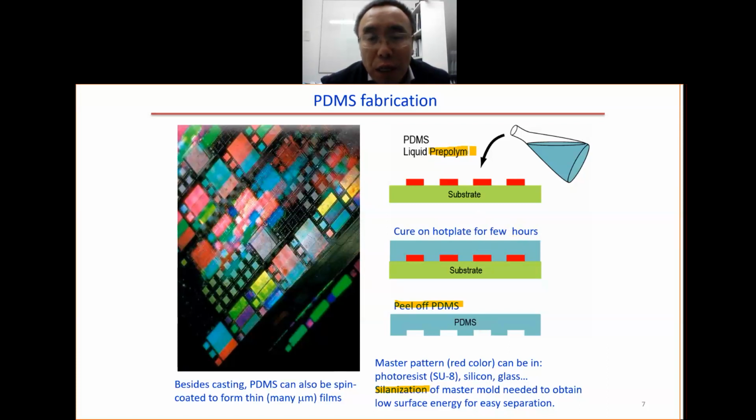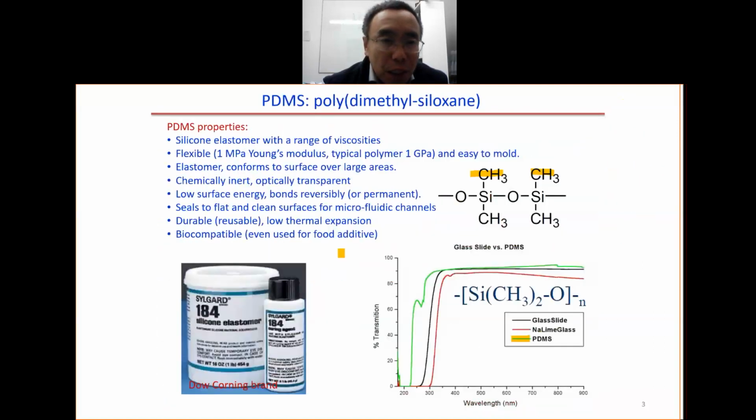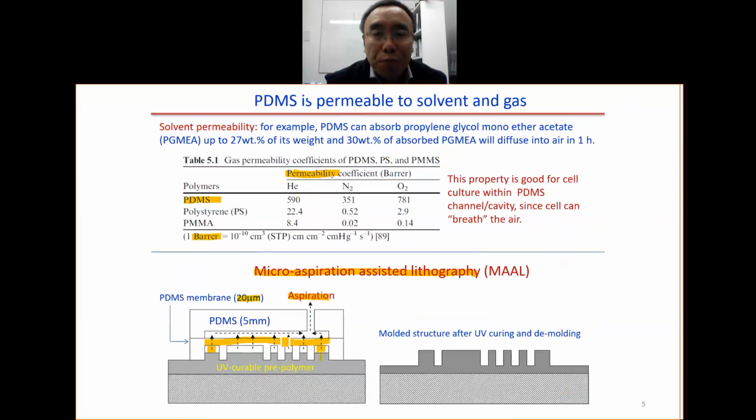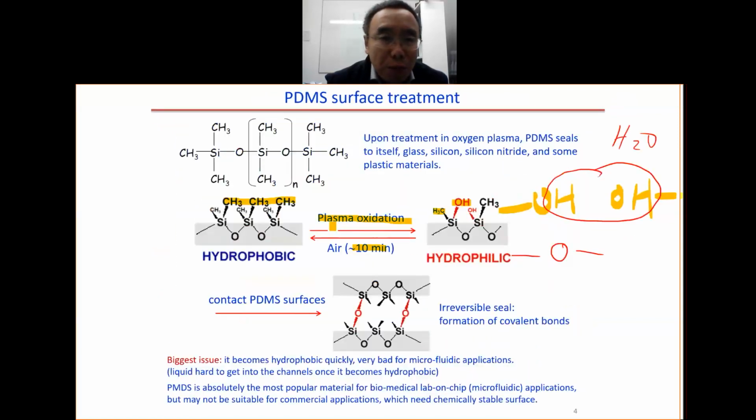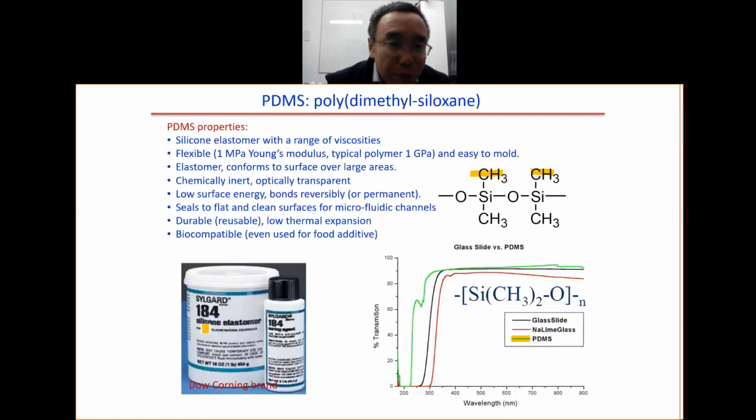This prepolymer here is like this. You see, you have 10 parts of this bottle and 1 part of this bottle. You mix them together, you get this prepolymer. So this bottle here is the PDMS. This one is a curing agent. This makes it cured, cross-linked.